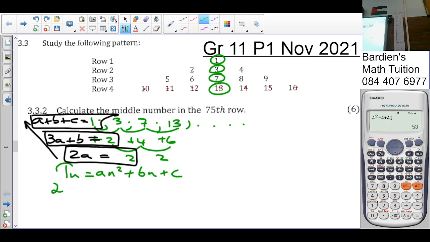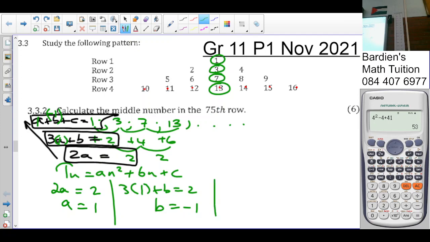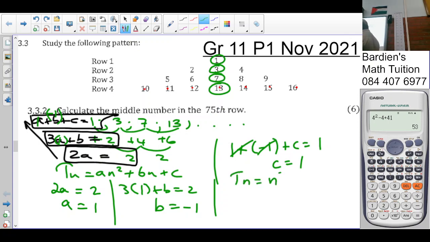So you're going to get 2a is equal to 2, so a is equal to 1. So there goes a 1 here. So it's 3 times 1 plus b is equal to 2. So b is negative 1. Then we know that 1 plus negative 1 plus c is equal to 1. It cancels, so c is 1. So what's my general term? Tn is equal to n squared minus n plus 1.